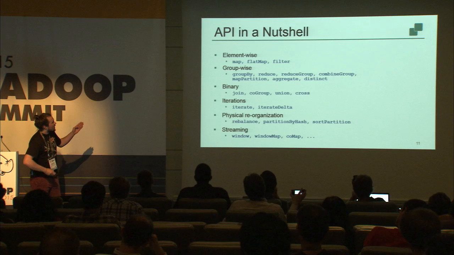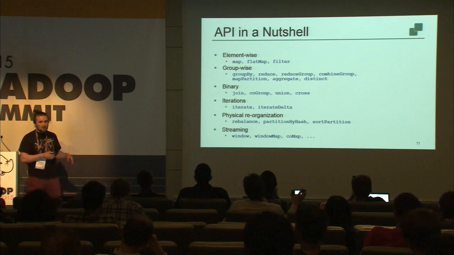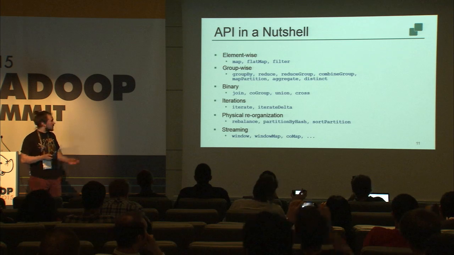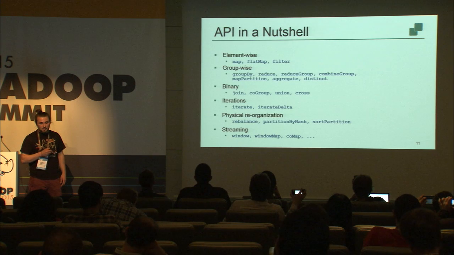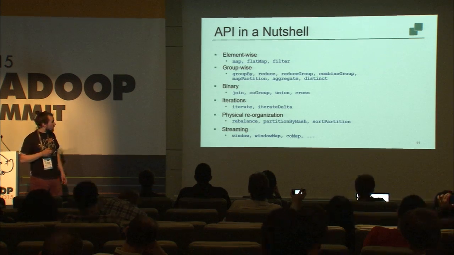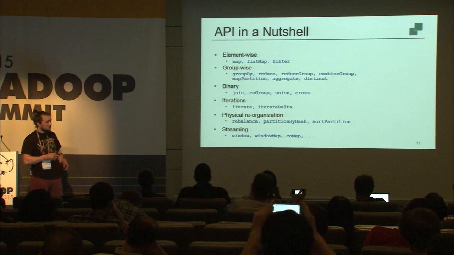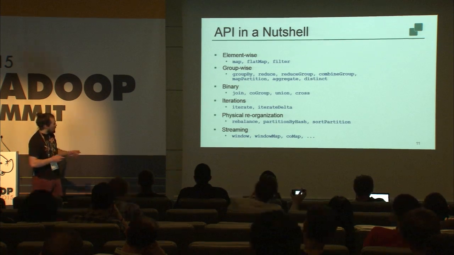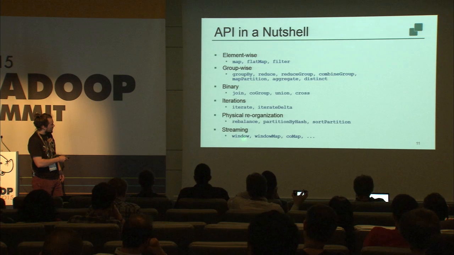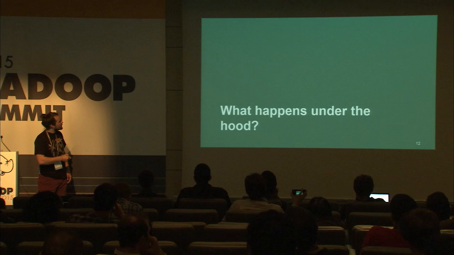So this is the API in a nutshell. We have these element-wise operations: map, flat map, and filter, the group operations, and then we have binary operations, which are joins and co-groups. Flink also has built-in iterations. It's not like in a driver program where you repeatedly schedule a job, but it's built into the system in the data flow. And there are also streaming operations, but the guys in the Flink streaming talk touched on those.